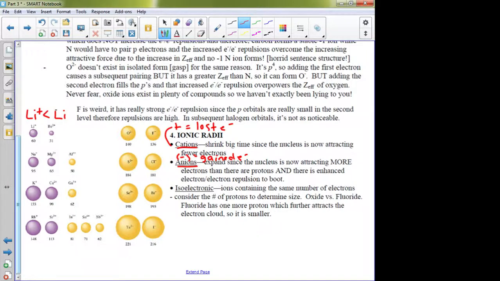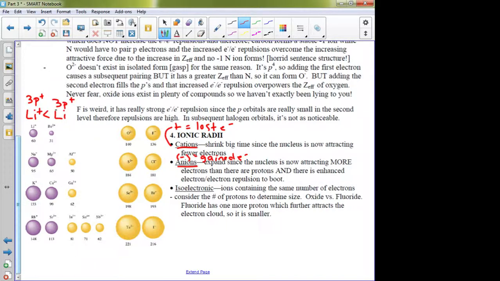How many protons does lithium have? 3, because it's number what on the periodic table? 3. Okay. So this lithium has 3 protons, and this lithium has 3 protons. Because remember, the number of protons is what makes it that element. Okay, you can't change the number of protons without changing the element. So this has 3 protons, and this has 3 protons.